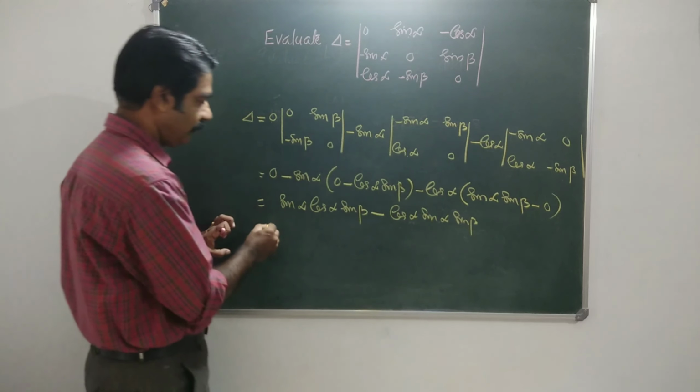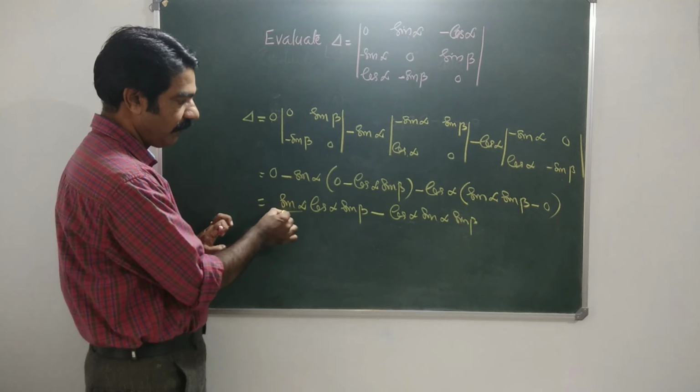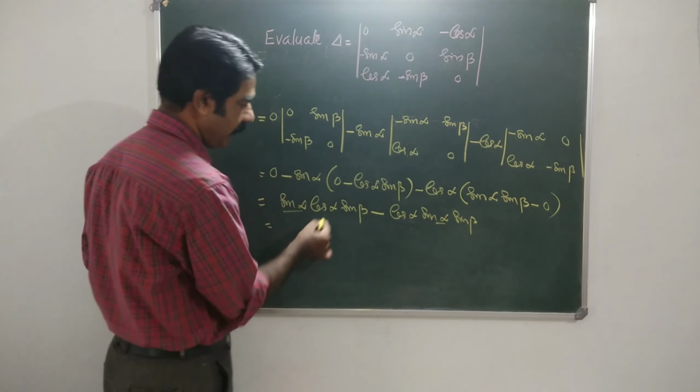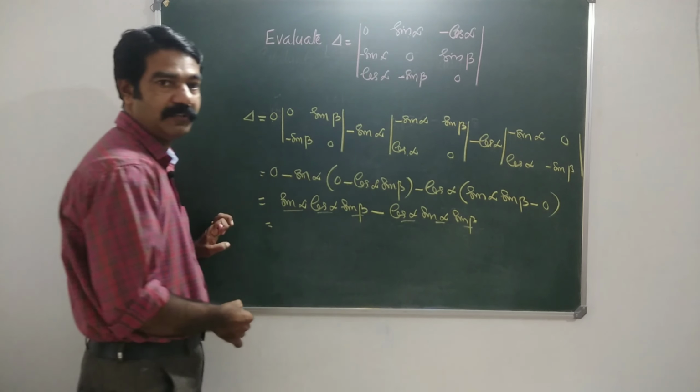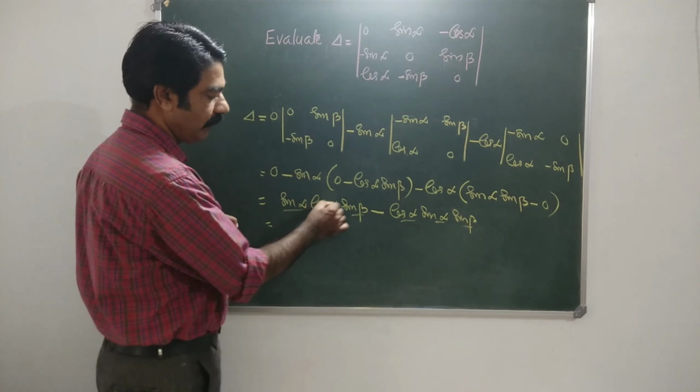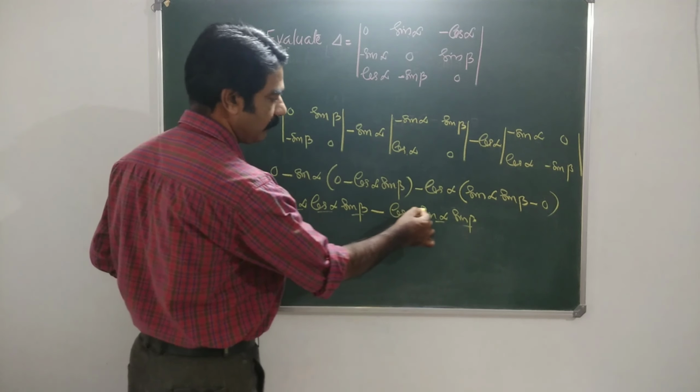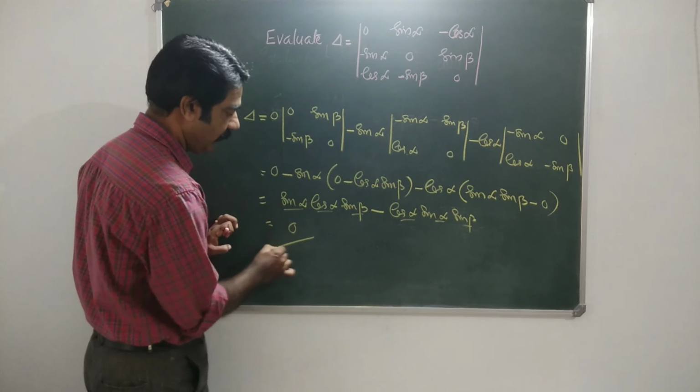Sin alpha is here, and cos alpha and sin beta. So same terms: sin alpha cos alpha sin beta minus cos alpha sin alpha sin beta. The answer is 0.